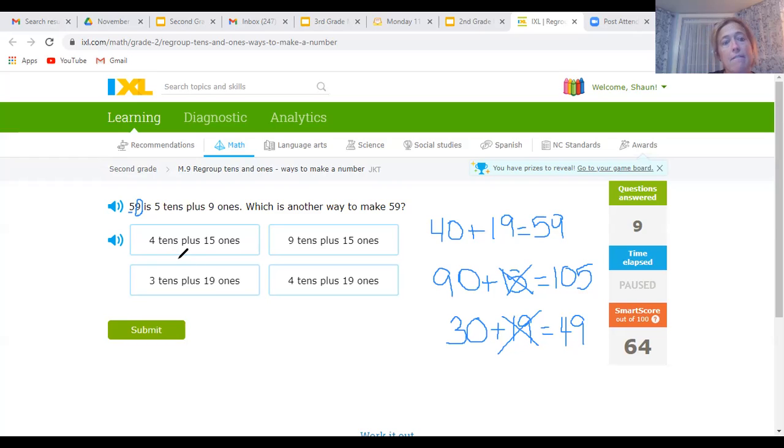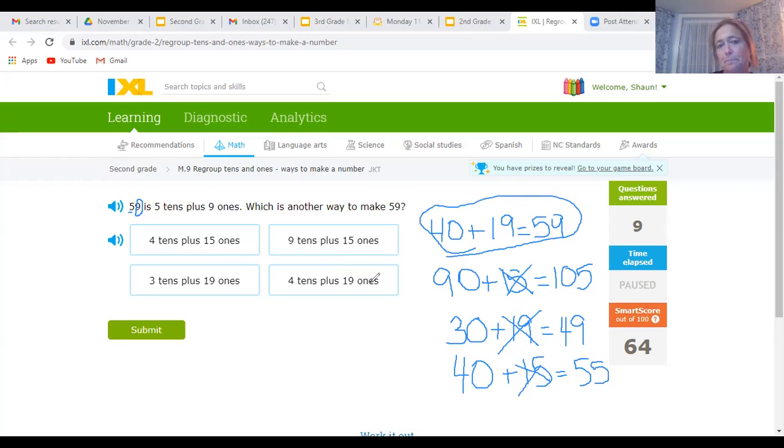So, and let's look at 4 tens plus 15 ones. 4 tens is 40, plus 15 ones is 15. So that is 40 plus the 10 is 50, plus 5 ones is 55. So that cannot be the answer. So it would have to be 40 plus 19 equals 59. So 4 tens plus 19 ones is our answer.